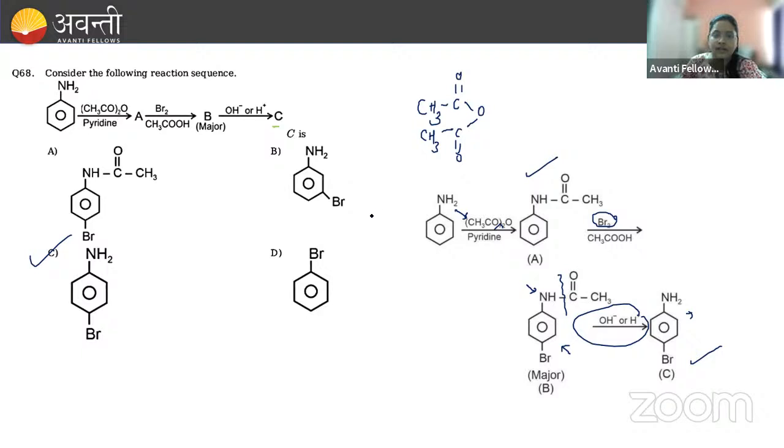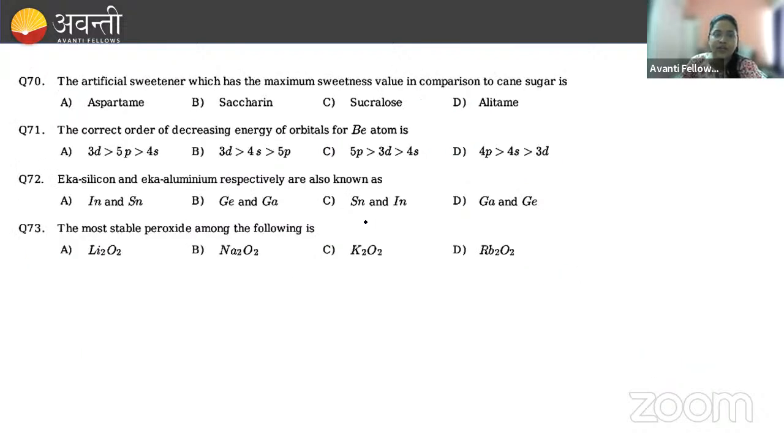Yeah. Okay. Next reaction, the artificial sweetener which has the maximum sweetness value in comparison to cane sugar is. There are 4 options given and we need to find out the artificial sweetener which has the maximum sweetness value in comparison to cane sugar. So your answer is D, that is alitame, which is 2000 times sweeter than sucrose. In comparison to sucrose, this is very, very sweet.